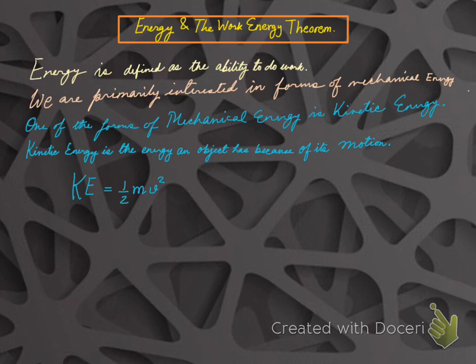The formula for kinetic energy, by the way, the variable for kinetic energy is just KE, the first two letters of the words kinetic and energy, and that equals 1/2 mass times the velocity squared. So the faster an object moves, the greater its kinetic energy. Now, as you can see, kinetic energy can never be negative because neither mass nor velocity squared can be negative.